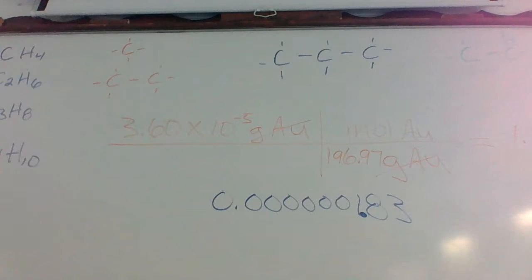Now divide by 196, there we go. Okay, negative 5th. Okay. So this is a little different then.